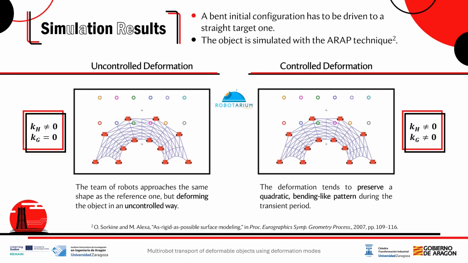We validate our controller using multiple unicycle robots of the Robotarium. We first run simulations where a bent initial configuration is driven to a straight target one.